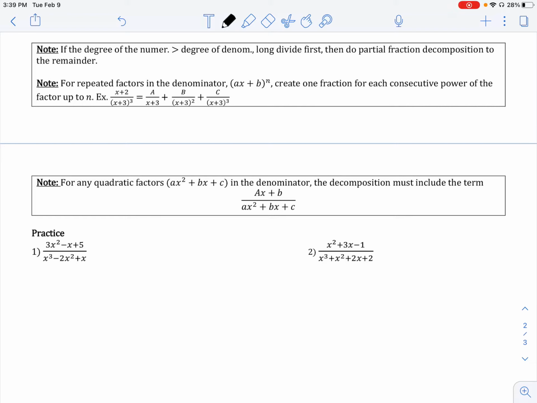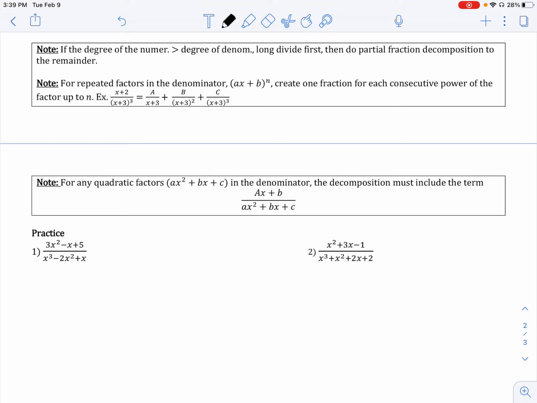Now that we have gone through the process of partial fraction decomposition, I want to talk about a couple of unique cases and some different strategies we're going to have to employ depending on what our original fraction looks like. So I've written notes for all three of these partial fraction decomposition cases to be mindful of.